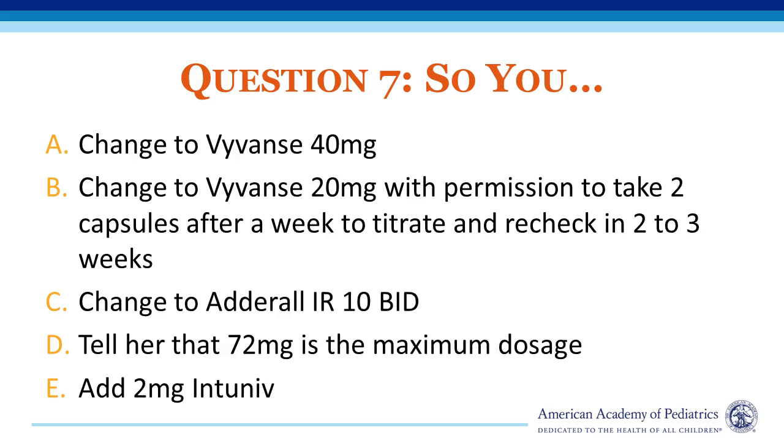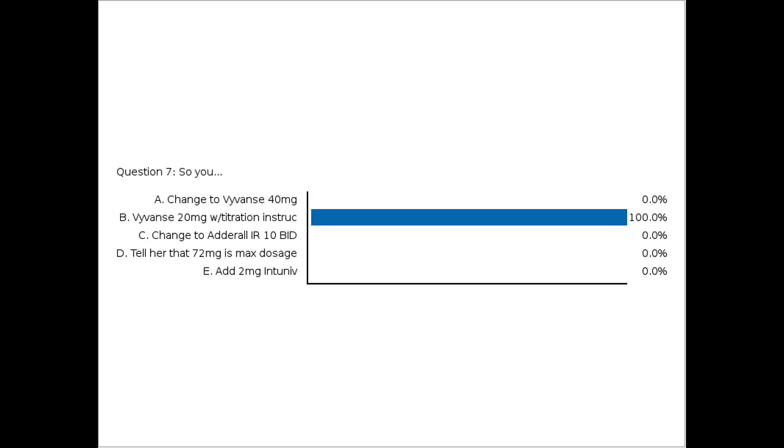So now, you're going to have her do what before she comes back to see you? Are you going to change to 40 of Vyvanse, change to 20, and consider titrating over the first week or so? Change to Adderall, a different amphetamine product, and use the immediate release formulation twice a day. Let her know that 72 milligrams is the maximum dosage of methylphenidate, but maybe add 2 milligrams of Intuniv and do a 2-drug regimen. Which would you think you'd come down on in deciding what medicine to do?